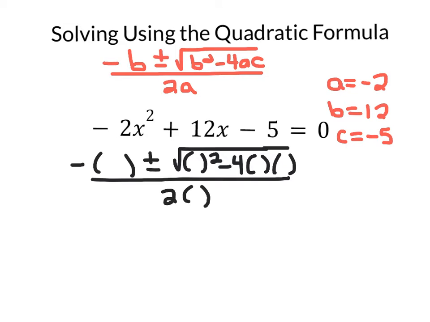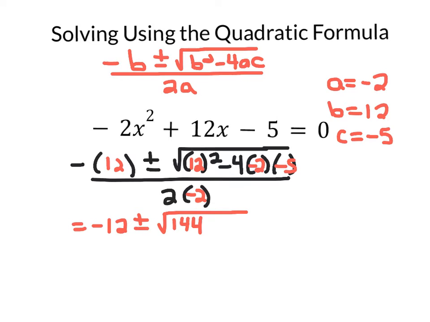We have the opposite of b, which is 12, plus or minus the square root of b squared, so that's 12 squared, minus 4 times a, which is -2, times c, which is -5, all divided by 2 times a, which is -2. So now let's go ahead and start to simplify this. The opposite of 12 is -12, plus or minus, under the radical, 12 squared is 144.